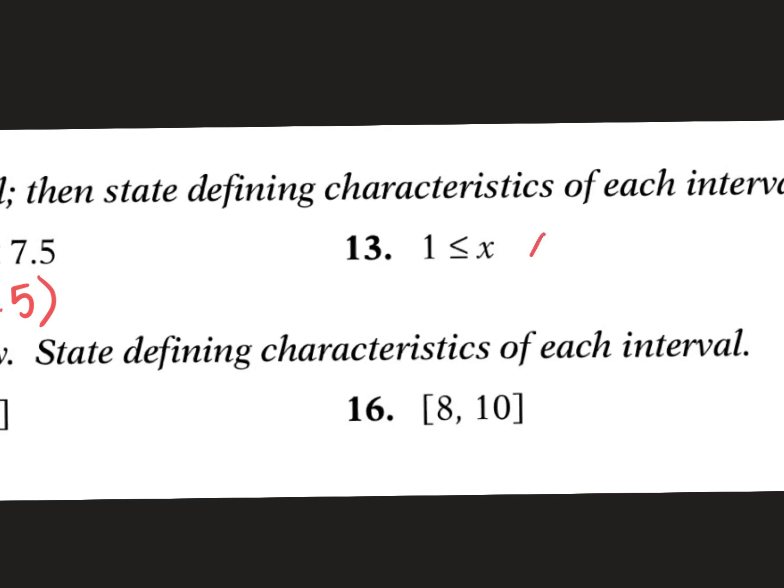Okay, so I'm going to write this as x is greater than or equal to 1, because that just helps me think about it easier. So then it's going to start at 1 and go to positive infinity, right? So that's saying x can be 1 and anything bigger. So it's going to go from 1 to infinity.